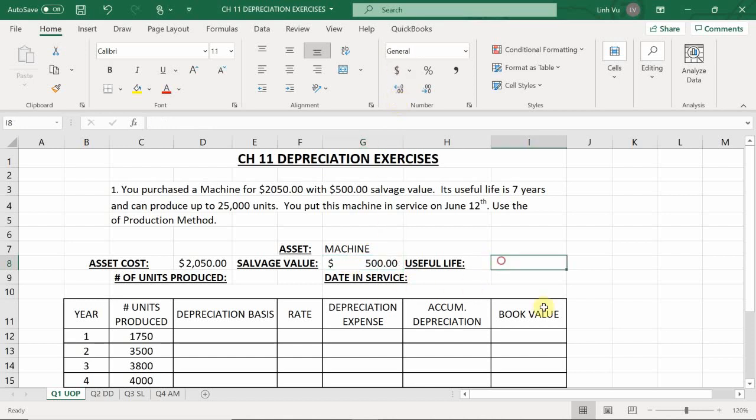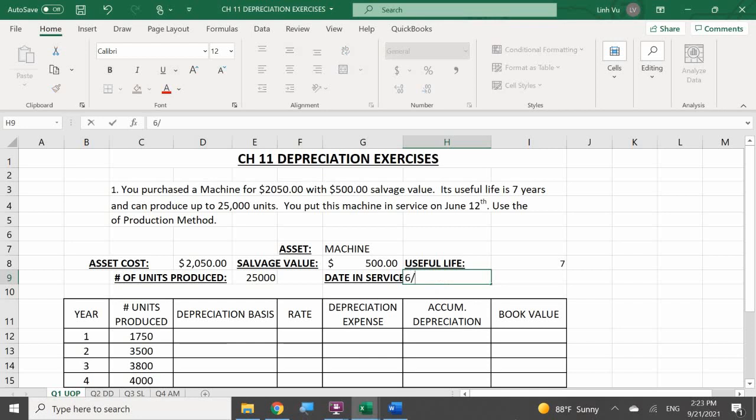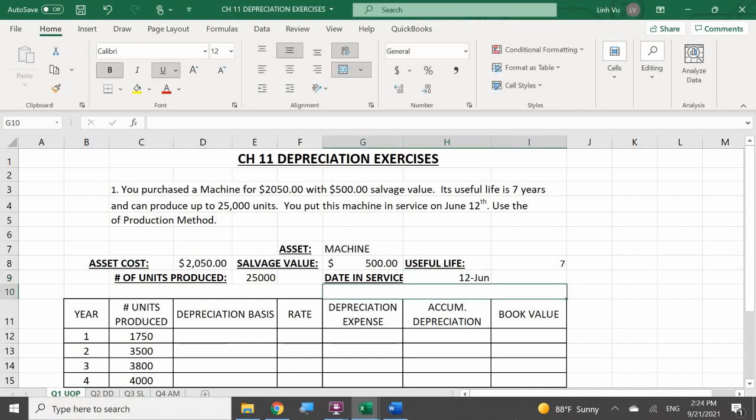Its useful estimated life is 7 years. Its number of units that it can produce is 25,000 units. And the date that it was placed into service was June 12th. Meaning it's going to start its first year with only half of its life. Our assumption here is that it's June 12th, so we are going to be depreciating it starting the month of June.